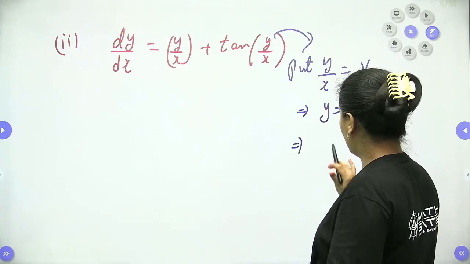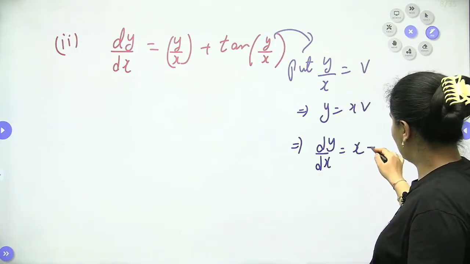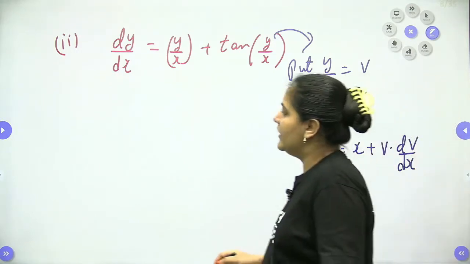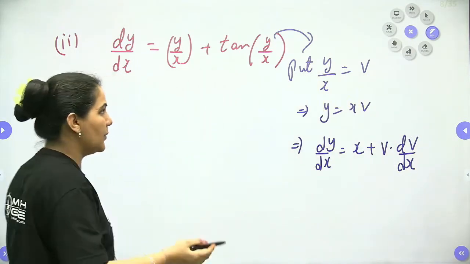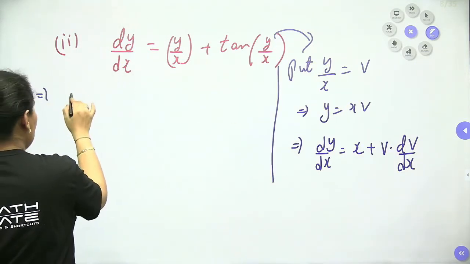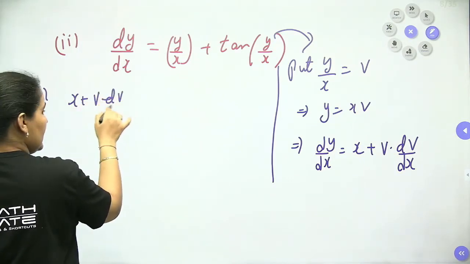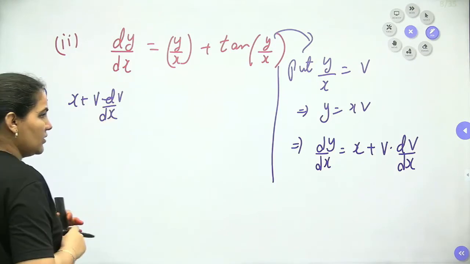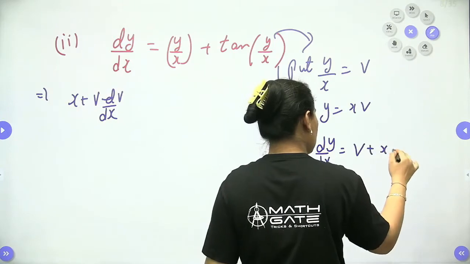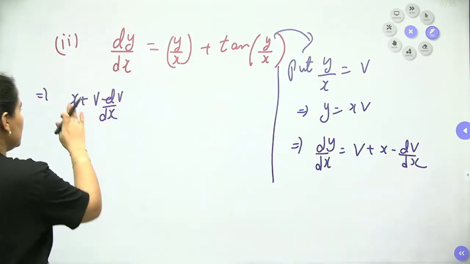Yes. So when you approach it, it will be dy by dx is equals to x plus v into dv by dx, dear students. Now let's approach it. So let's approach these things in the equation. Okay, now it's not x plus v, it's v plus x into dv by dx. Yes, exactly. Okay, so it's v plus x dv by dx.